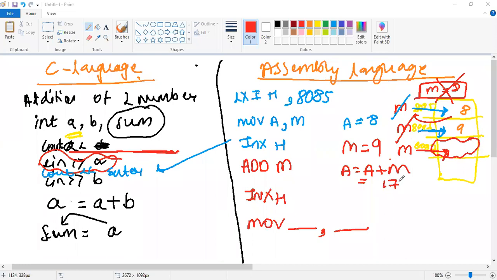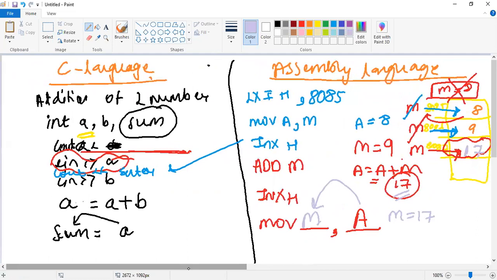Now I have to move this 17 into this memory. So A here and M. Yeah, A to M. My A is containing 17, so in my M, 17 will come. Means 17 will come here. This is the simplest way to write the assembly language.